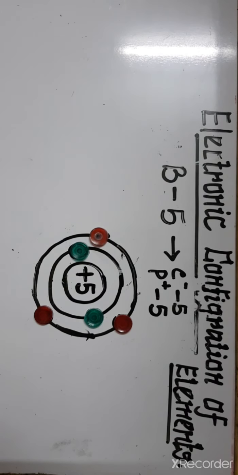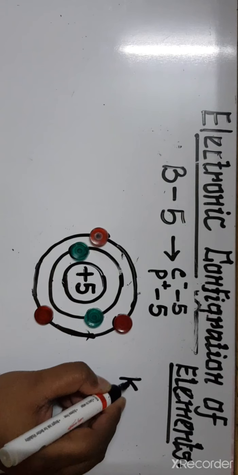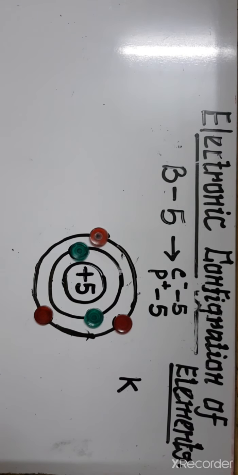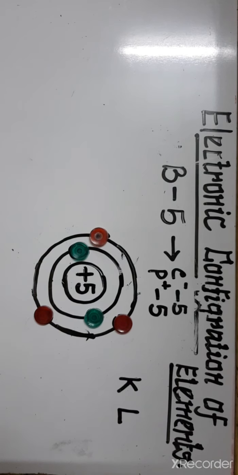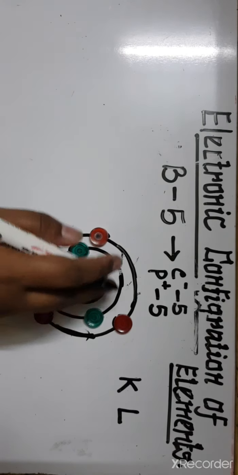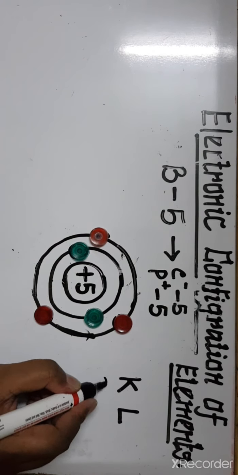Now we have to write the electronic configuration for this. For writing the electronic configuration, what do we have to write? We have to write the number of electrons in the K shell, and here only the second shell is present, that means the number of electrons in the L shell. How many electrons are there in the K shell? In the first shell, there are only 2 electrons. So here we are writing 2.